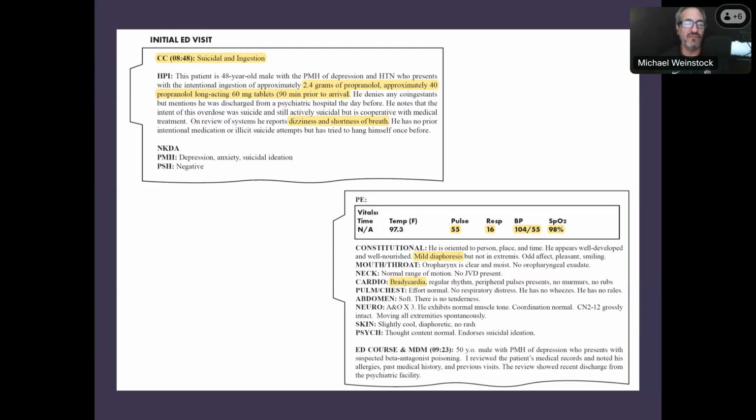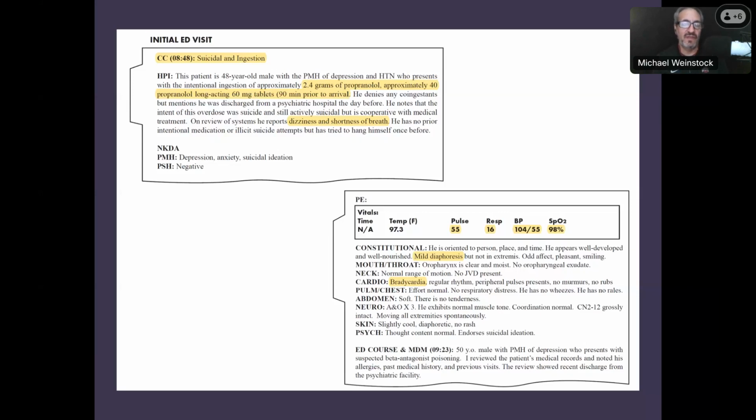This is at 8:48 in the morning. Chief complaint, suicidal and ingestion. They document ingestion of 2.4 grams of propranolol, which are about 40 long-acting tablets, 60 milligrams each. And this was 90 minutes prior to arrival. His symptoms are dizziness and shortness of breath. You can see his vital signs. He's a little bit bradycardic.